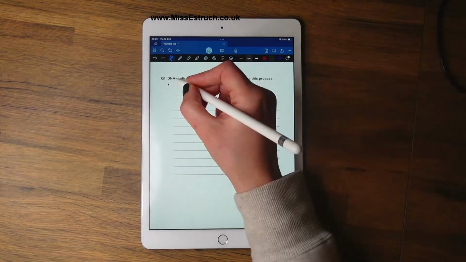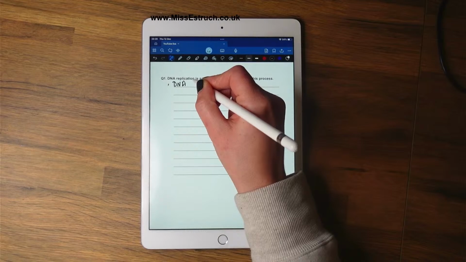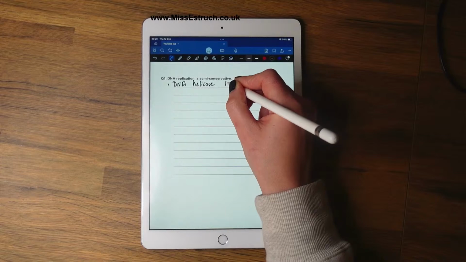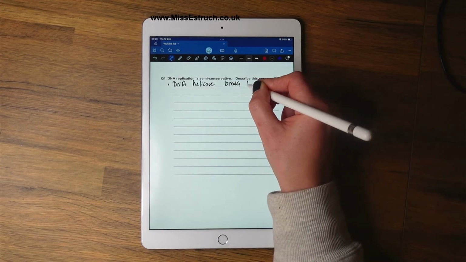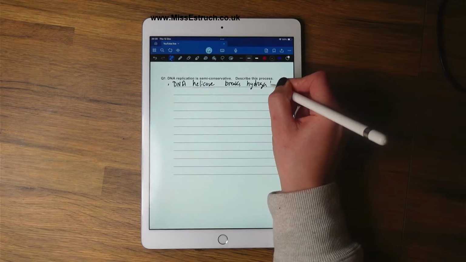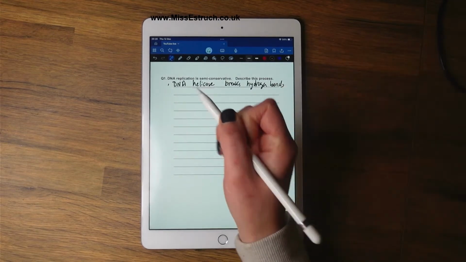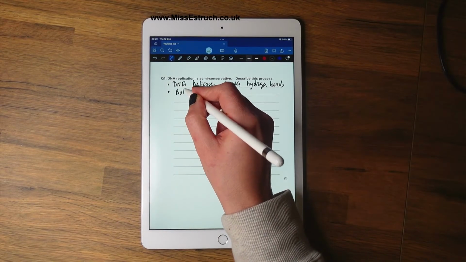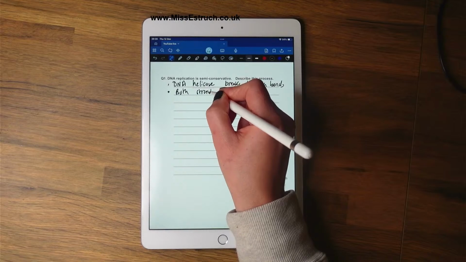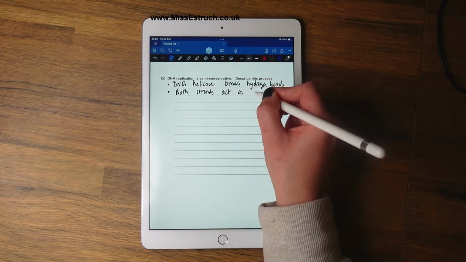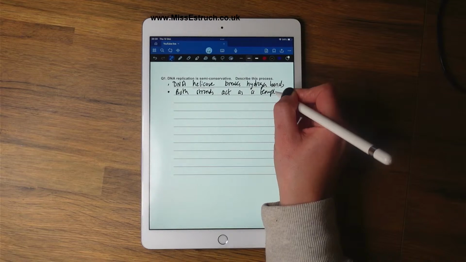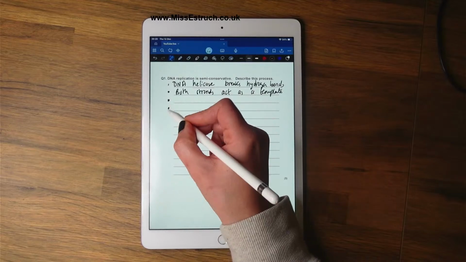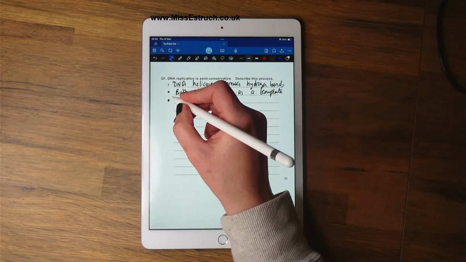So we have said DNA helicase. There's always going to be a mark for talking about each enzyme. DNA helicase breaks hydrogen bonds. There we go, that'd be our first mark. We then said both strands act as a template. Then we talked about the complementary base pairs lining up. So that's going to be my next one.